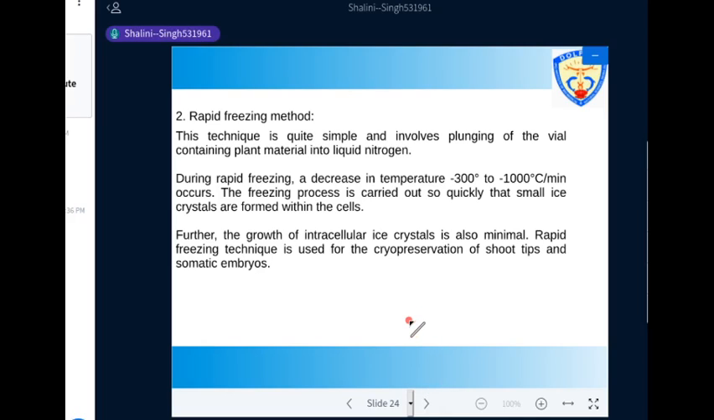Second method is rapid freezing method. This technique is quite simple and involves plunging of the vial containing plant material into liquid nitrogen. During rapid freezing, a decrease in temperature of minus 300 to minus 1000 degrees centigrade per minute occurs. The freezing process is carried out so quickly that small ice crystals are formed within the cells, and the growth of intracellular ice crystals is also minimal. Rapid freezing technique is used for the cryopreservation of shoots and somatic embryos.